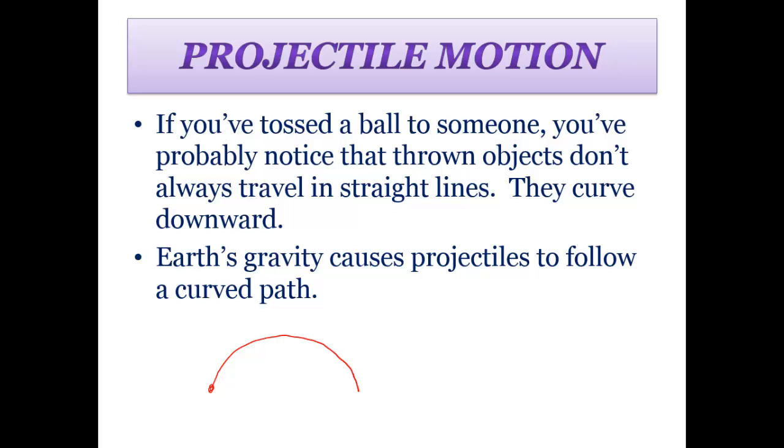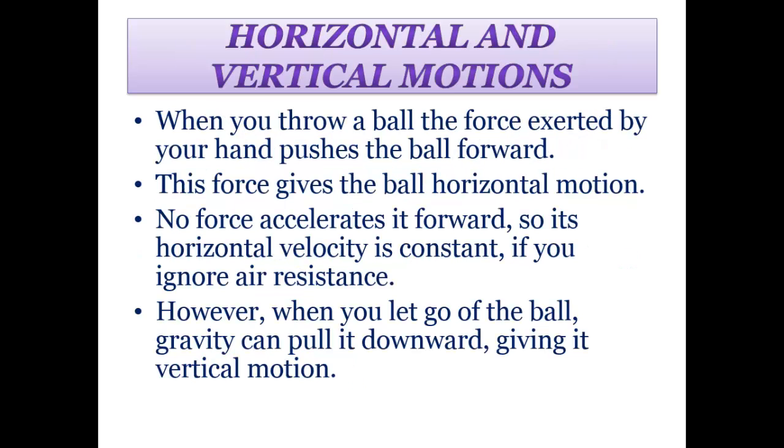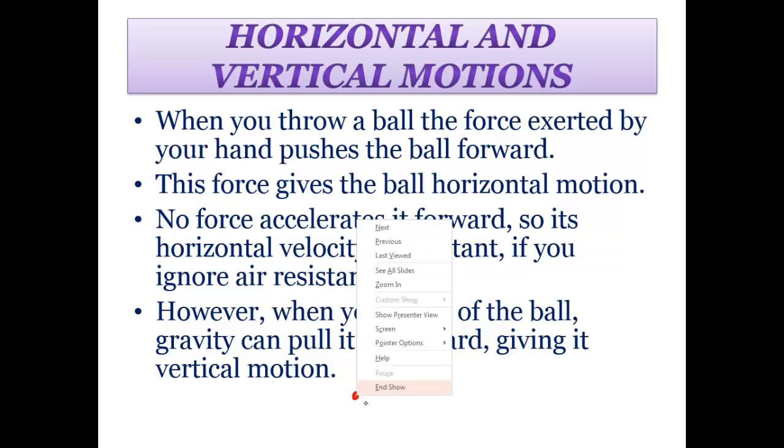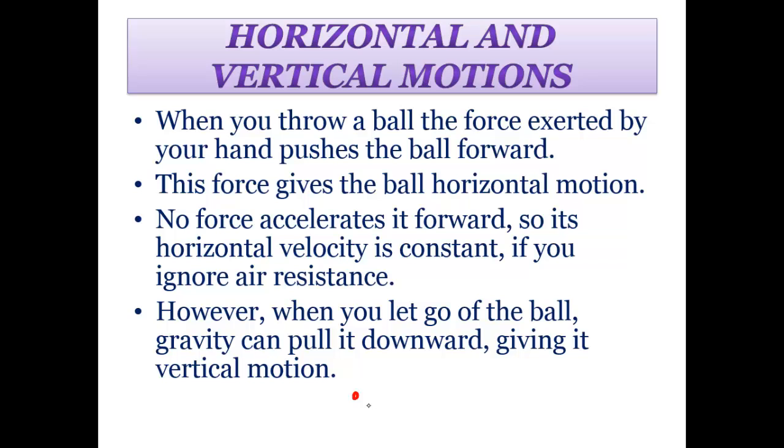So when you throw a ball, the force exerted by your hand causes the ball to be released, or an object to be released. So that gives it horizontal motion. So you have a ball, you release it. It gives it horizontal motion going that way. There's no force once you release it pushing it forward, because once you release it from your hand, there's nothing giving it any more push. So there's no more force going in that direction.